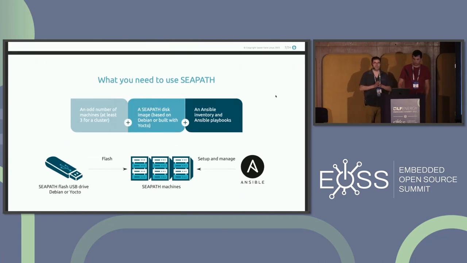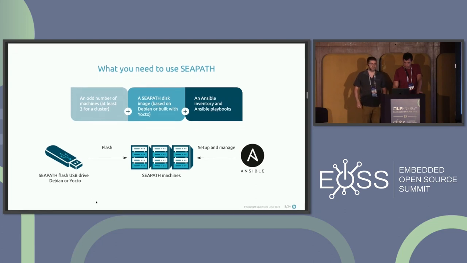To use SEAPATH, you need, of course, a machine. It is important to have an odd number of machines because in SEAPATH, you have a cluster and you need to have a quorum to vote, and a quorum requires an odd number. You also need, of course, a flash image. You can use a flash image on a USB drive. And all the setup is done by Ansible. We made an Ansible playbook to do the setup, but the inventory needs to be customized for each installation.